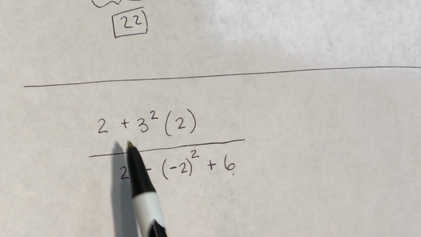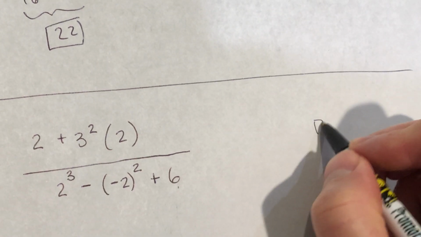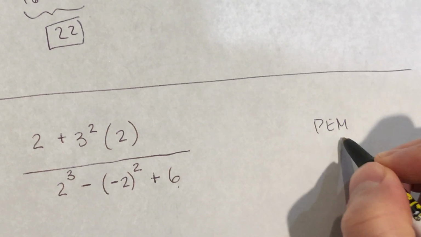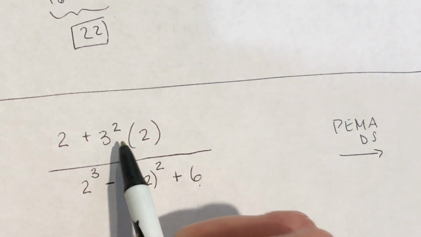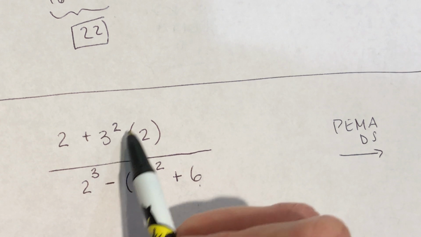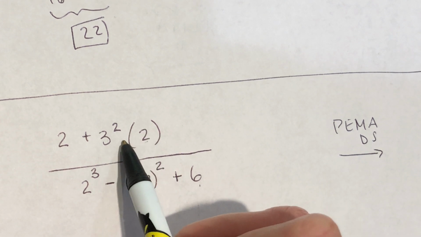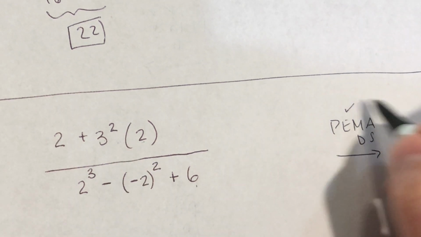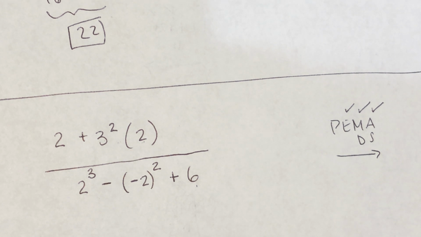So if we look across the top here, we got a couple different things going on. So when we identify our game plan for how we're going to simplify the numerator, let's see what we've got. We have an exponent here, and with no specific operation shown here, just the parentheses, there's nothing to do inside the parentheses, it's just a way to separate this number. This is multiplication. So we have an exponent, multiplication, and addition. So that's the order we're going to do this in.